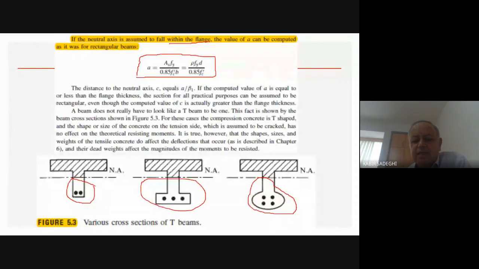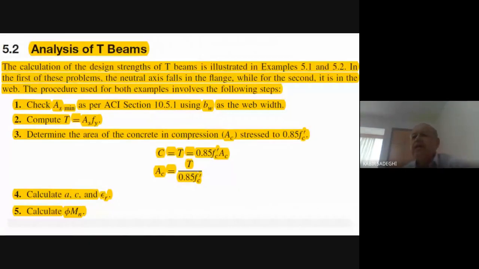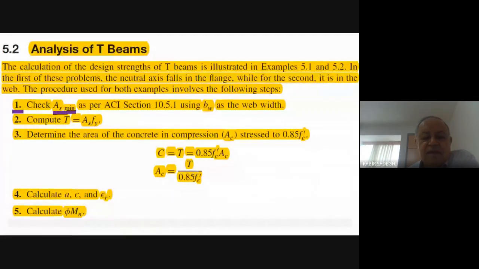In next lecture, we see step by step the actions that we should do for analysis of the T beams. Therefore, if we have T beams, first we check the minimum reinforcement at the section, AS min, and we're using BW as the web width is clear. And second step is computing the tensile force due to steel, which is AS Fy.